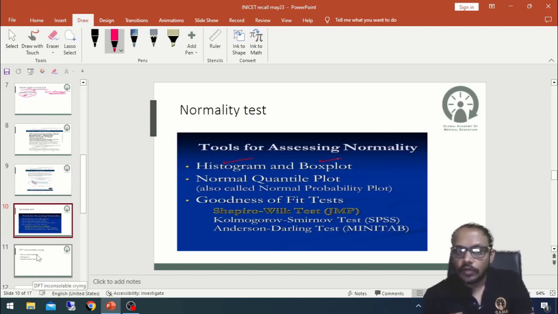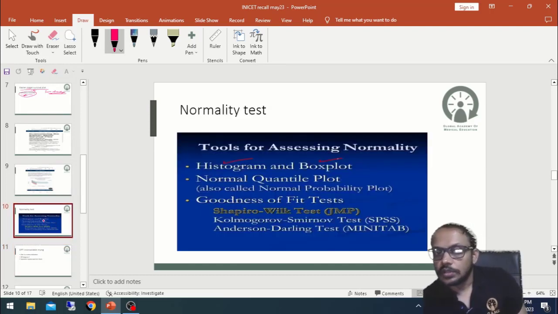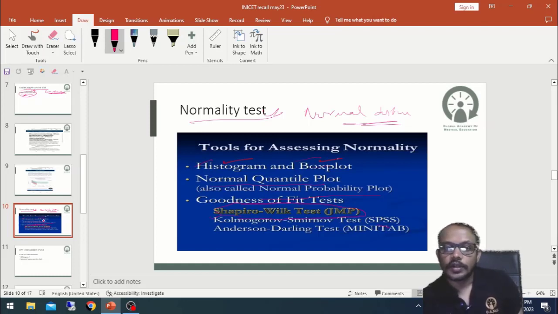The next question was related to the tools for assessing normality. The question was asked about what the options are to check whether data is normally distributed. So, what were the tests that can be done? The options were histogram, box plot, normal quantile plot, also called a normal probability plot, goodness of fit test, that is the Shapiro-Wilk test, the Kolmogorov-Smirnov test in the SPSS software, and the Anderson-Darling test in Minitab. So, these are the tools that can check whether the data is normally distributed or not.